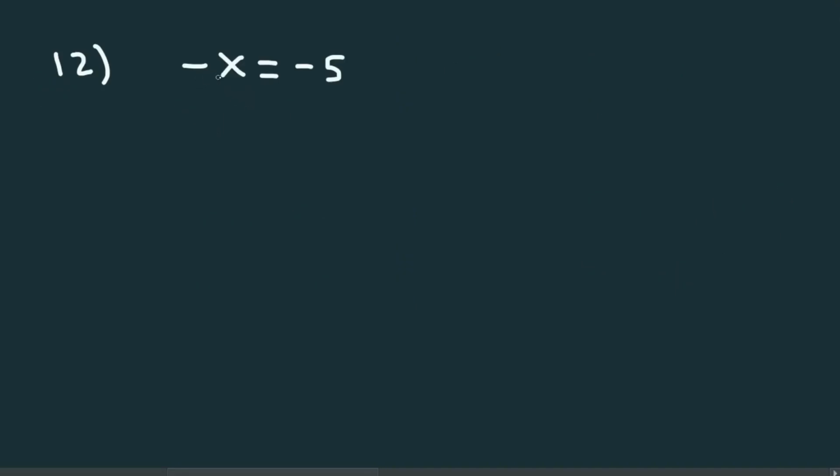Example 12, here I have minus x equals minus 5, and here I can multiply both sides by minus 1, or I can divide both sides by minus 1, and the result, of course, will be x equals 5.